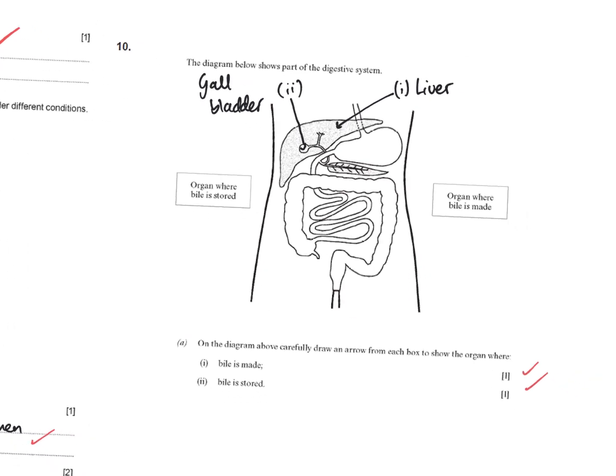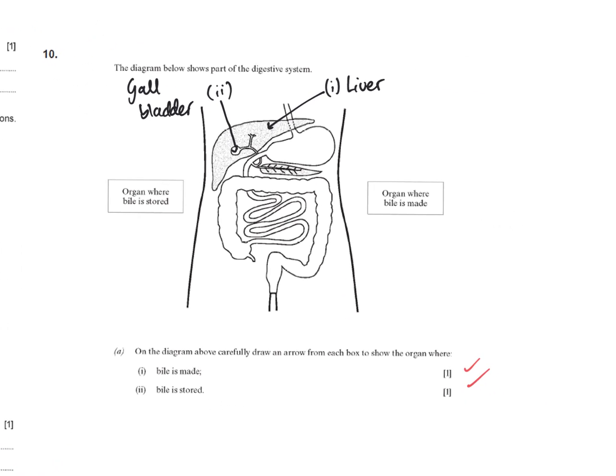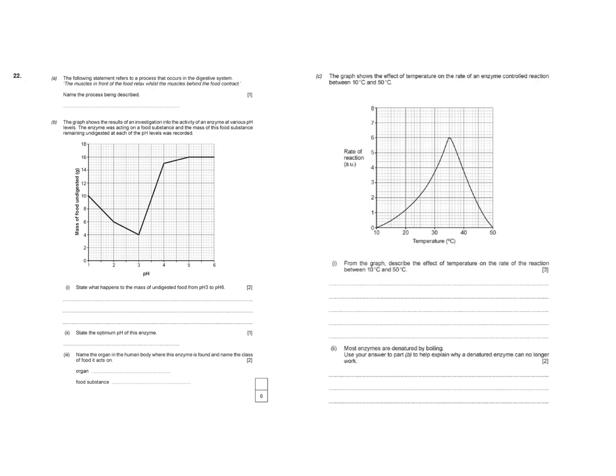Okay, so across to the second part, and we're asked to label where bile is made, and bile is made here in the liver. Okay, and in part 2, bile is stored in the gallbladder. Okay, so you can see how I've labelled those there for 2 marks. Next set of past paper questions, pause the video and have a go.